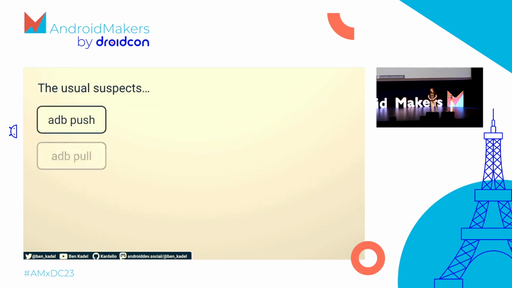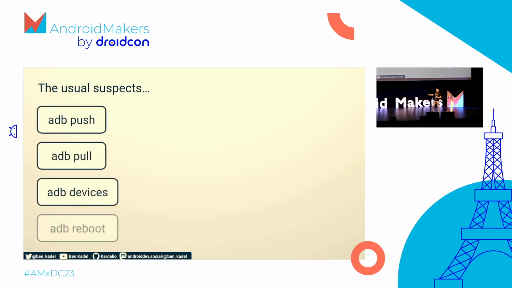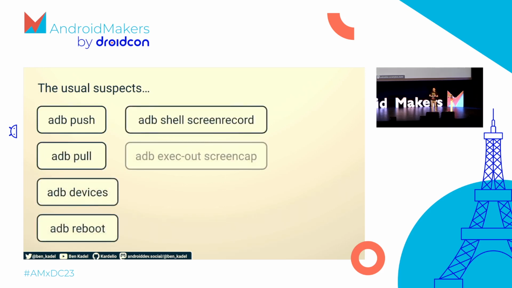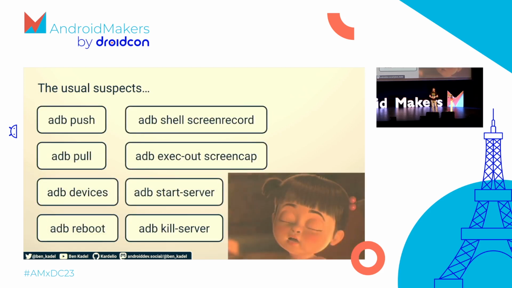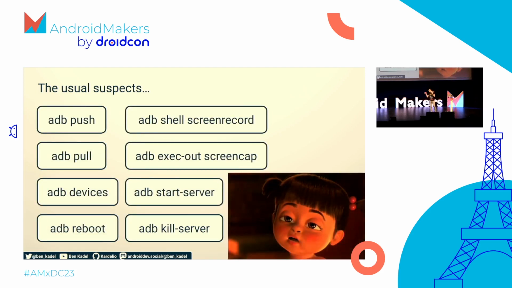Nice and easy, hopefully. Here's the usual suspects, and by usual suspects, I mean the boring ADB commands that you've probably seen 1,000 times over. We are not covering them. They are boring. We're going deeper. We've got to go deeper. Inception? Anyway, I get distracted by myself. We're not covering any of these basic commands.